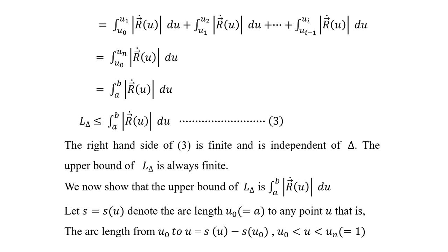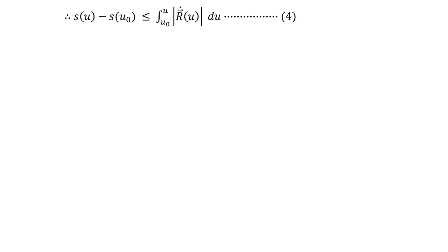So now let us choose the arc S equal to S of u from the point a to any point u. That is, the arc length from u naught to u is S of u minus S of u naught, where u lies between u naught and u n. Therefore we write the difference of the arc, S of u minus S of u naught, is less than or equal to the integral from u naught to u of mod r dot of u du. But we know mod r of u minus r of u naught is less than or equal to S of u minus S of u naught.